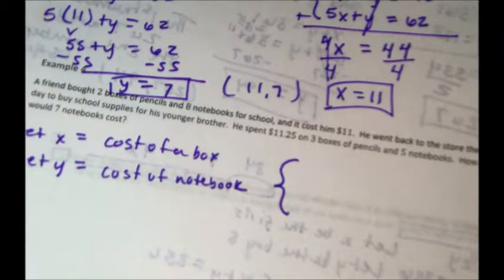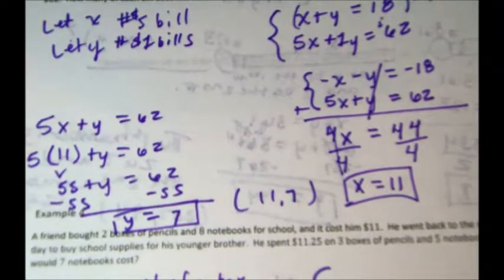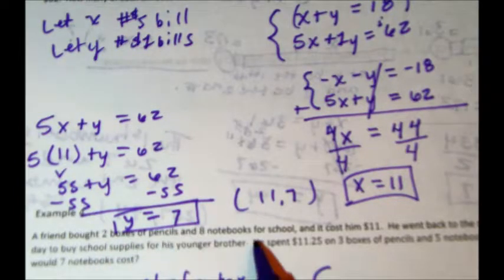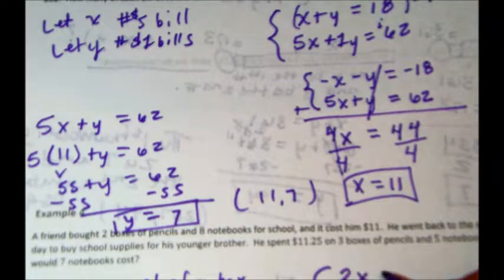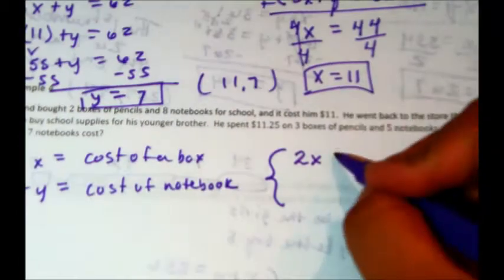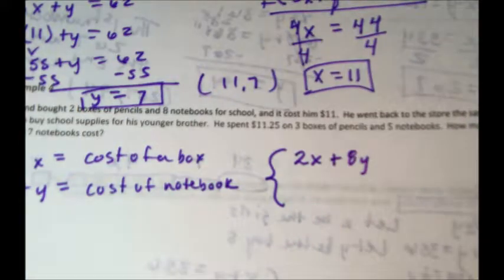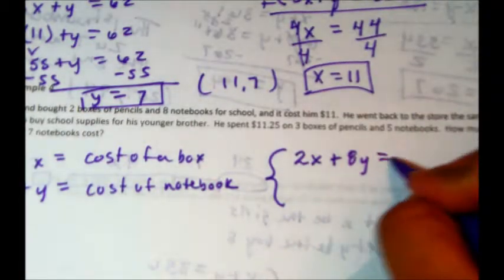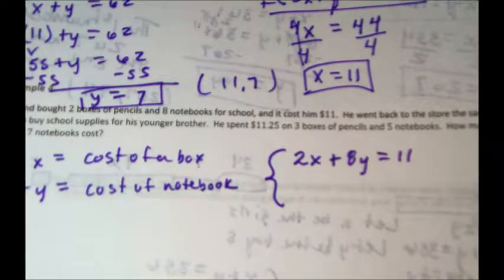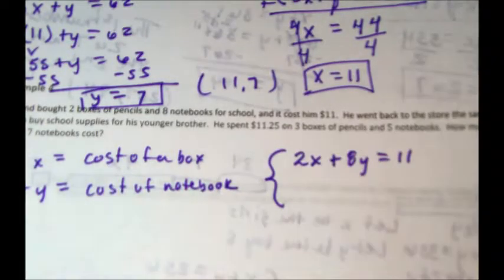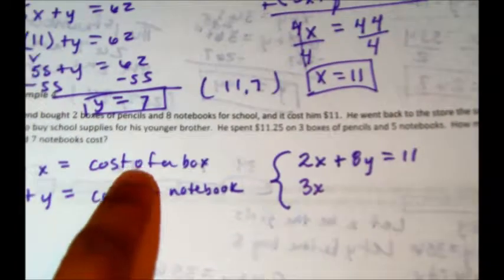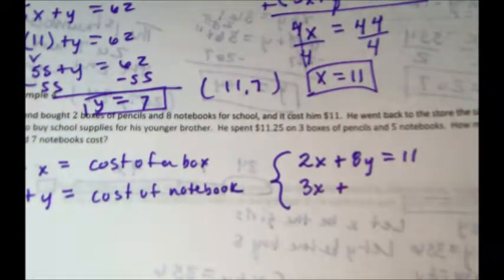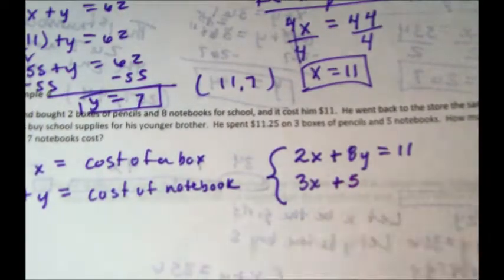So the first sentence says, a friend bought 2 boxes of pencils and 8 notebooks. Well, if I'm buying 2 boxes of pencils, that's going to be represented by 2x, and 8 notebooks will be represented by 8y. And it says I spent a total, it cost me $11. Representing the second equation, it says I spent $11.25 on 3 boxes of pencils. Again, I'm going to attach a 3 to the variable x because that represents the cost of a box. And 5 notebooks. Attach 5 to the variable y.